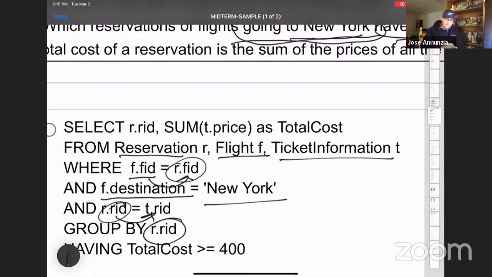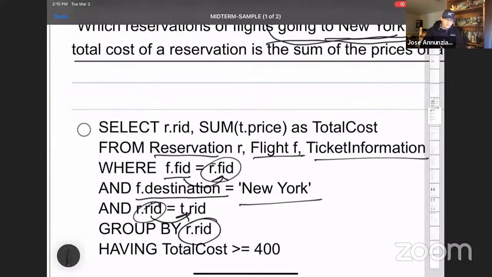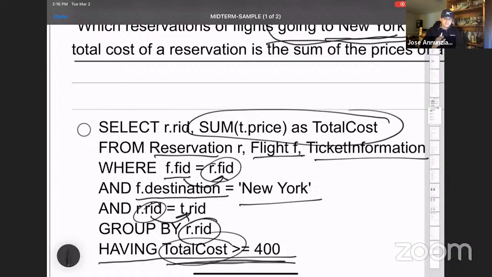And we are grouping by the reservation. And notice that we are using a HAVING, which we covered in one of the last lectures. That allows you to have averages and sums and mins and max, aggregation functions, in the HAVING. So HAVING total cost 400. The total cost would be this total cost, which is the sum over here. So this is promising. Let's take a look at the next one.